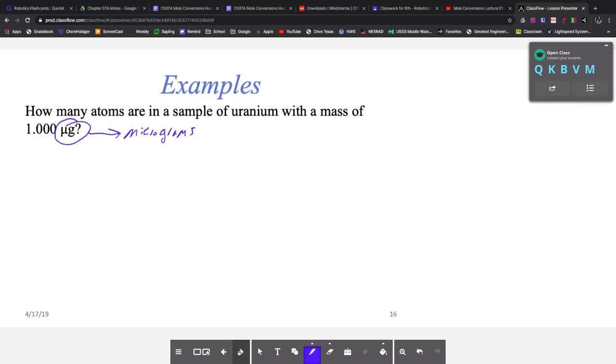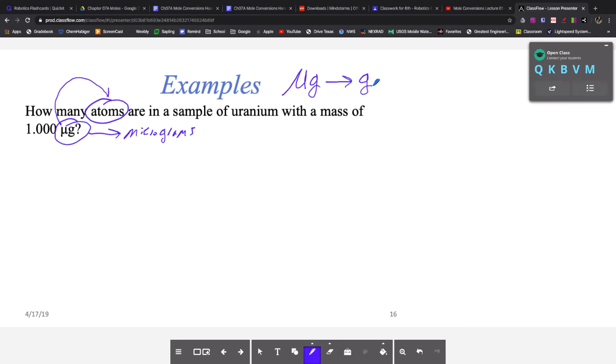But what are we looking for? We're not looking for moles, we're looking for atoms, okay? So I want to go from micrograms to atoms. So if I look at my graphic, I can't go from micrograms to atoms. I have to go from grams to moles to atoms. So that means I have to change the micrograms to grams.